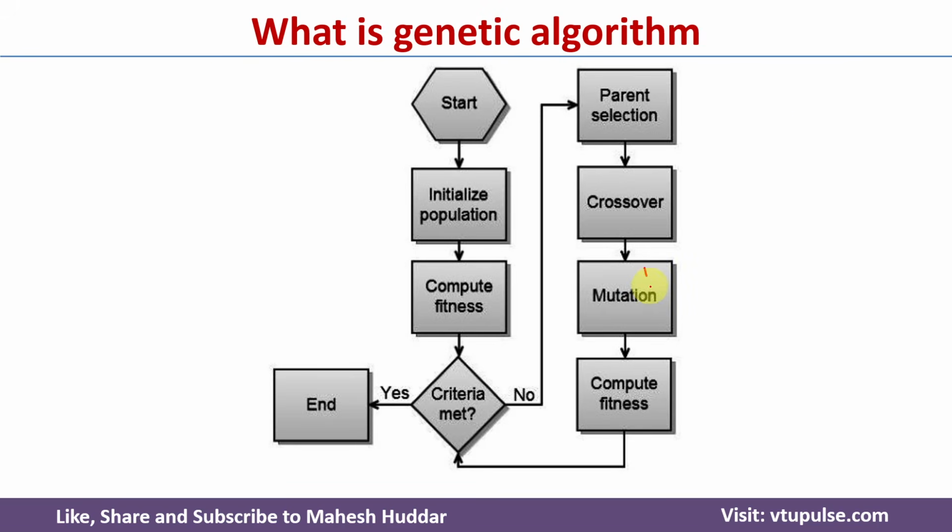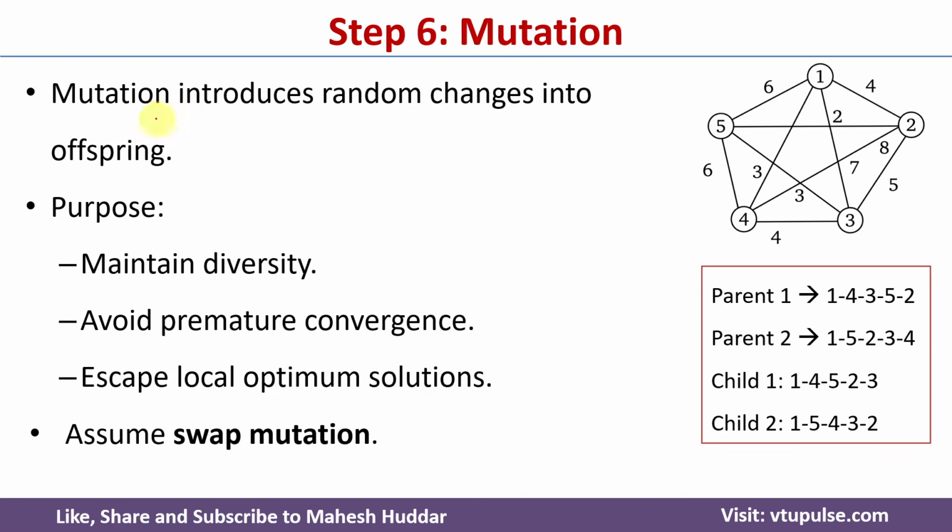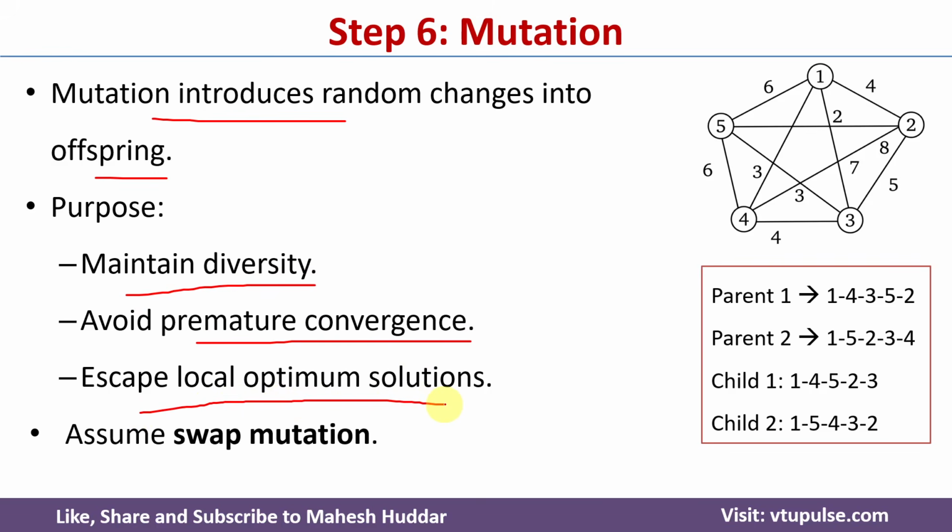After that, the next part is mutation. Mutation introduces random changes in the offspring. The purpose of mutation is to maintain diversity, avoid premature convergence, and escape local optimal solutions. Mutation is also done randomly. In this case, we are assuming the swap mutation method.